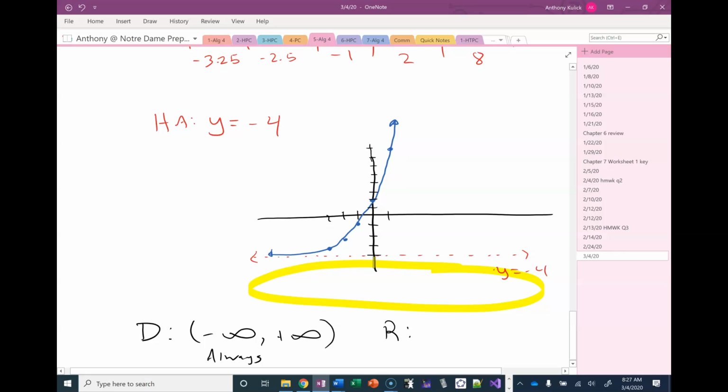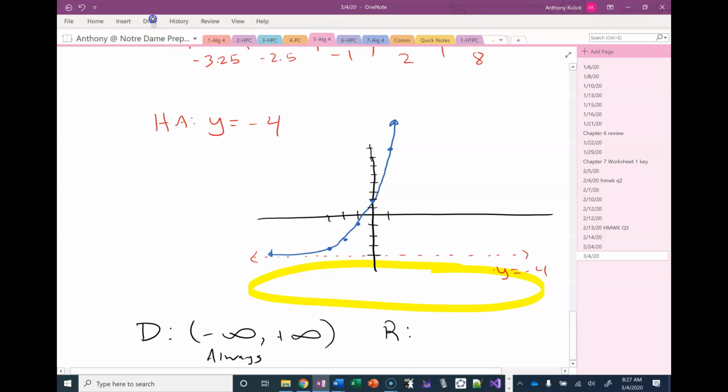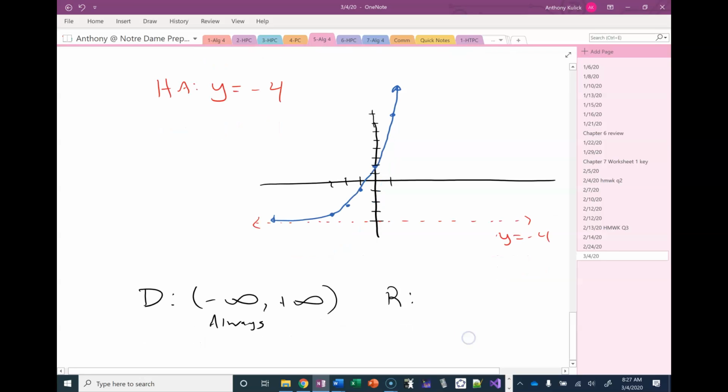All the stuff below the asymptote, right? The asymptote cuts our function off, so it can't go on the other side of it, so I'm going to miss all the y-coordinates that are on the other side of my asymptote, right? So in this case, those y-coordinates would be, or the range then would just be everything above the asymptote. So I'm going to have -4 to positive infinity.